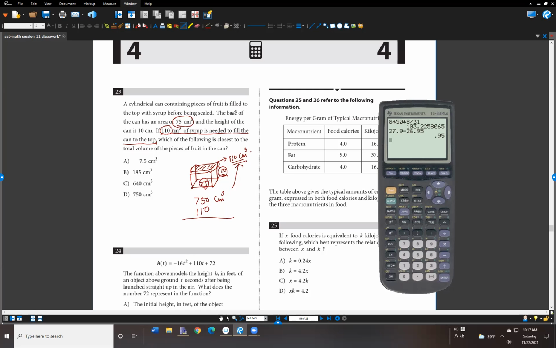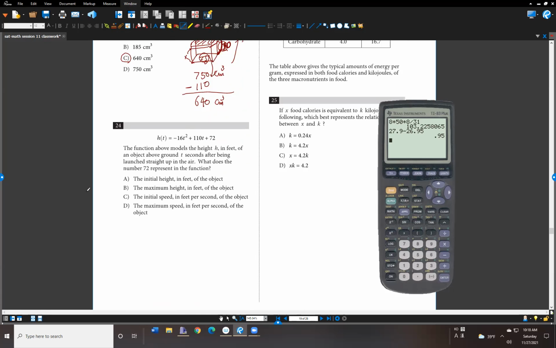I missed something, let me see. The base of the can is 75. The height of the can, oh, the height of the total is 10, I'm sorry. Okay, 110 of syrup is needed over here. We should include the total amount of fruit in it. Total is 10 over here. So 110, you can maybe subtract, right? Total volume is 750, but this syrup is 110. So the fruit is what you can subtract. So 640 cubic centimeters is correct.